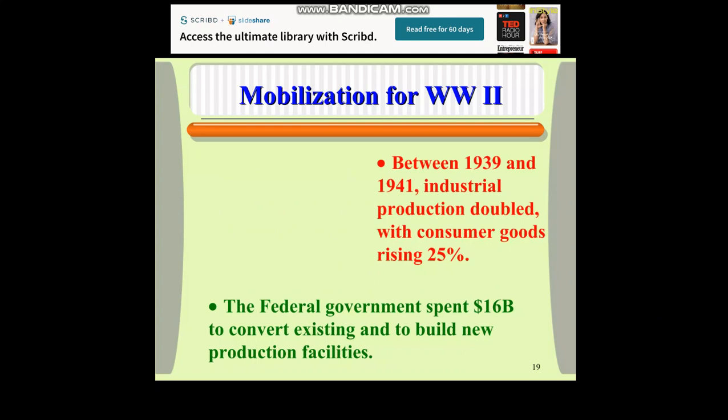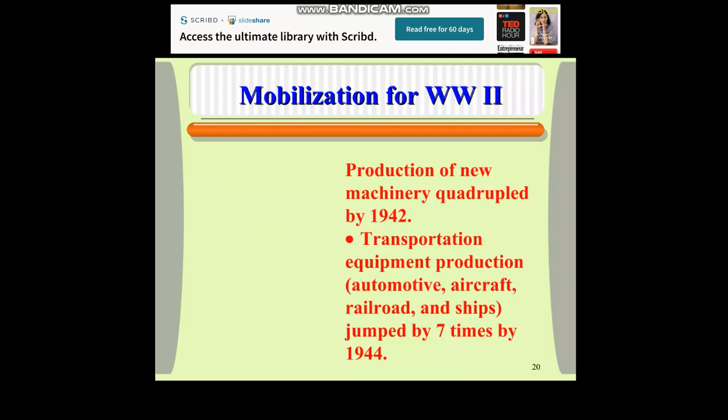Between 1939 and 1941, industrial production doubled with consumer goods rising 25%. The federal government spent $16 B to convert existing and build new production facilities. Production of new machinery quadrupled by 1942. Transportation equipment production, automotive, aircraft, railroad, and ships jumped by 7 times by 1944.